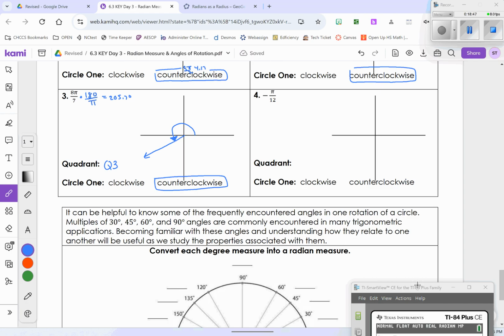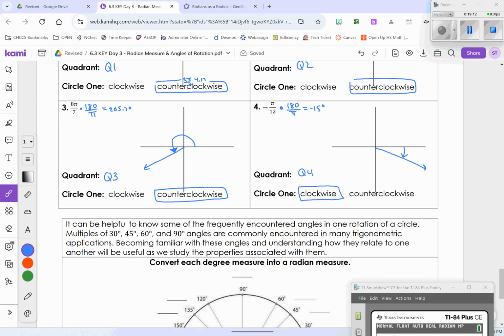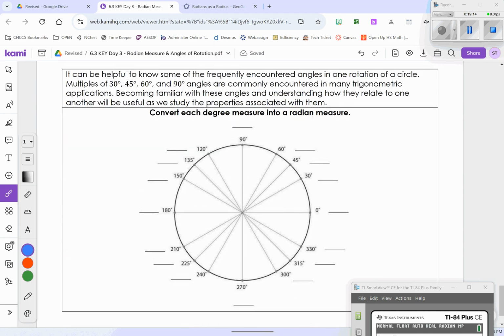Negative pi over 12 is, of course, then pi over 12 would be in quadrant 1. So this is negative, so it's going to be in quadrant 4 down here. Again, if you need to, multiply this by 180 over pi to figure out that's negative 15 degrees. So this is in quadrant 4. It's a negative angle measurement, so it was this way, and we went the clockwise direction. So that's how you draw the angles in standard position for degrees and radians.